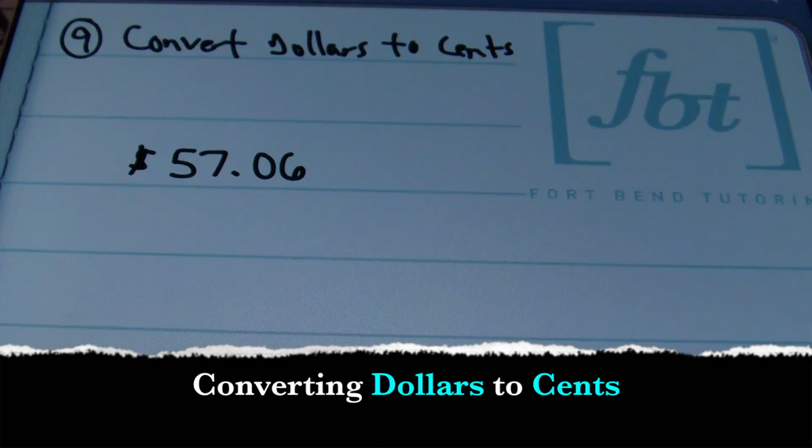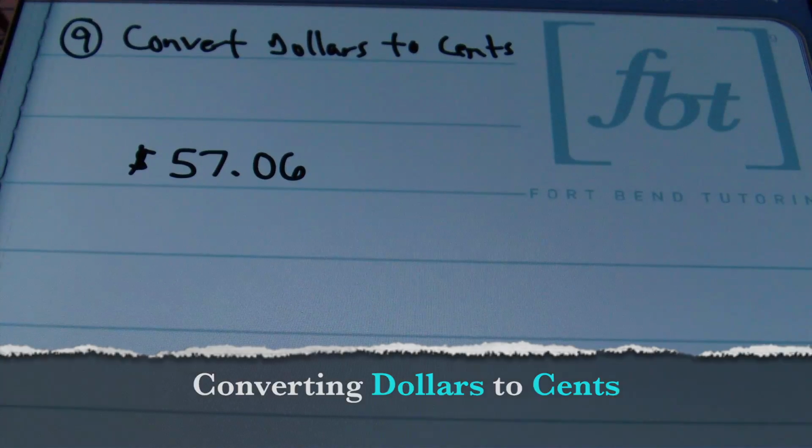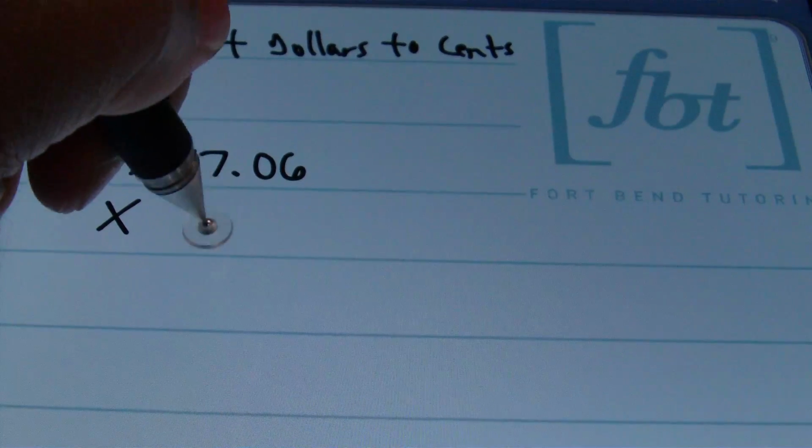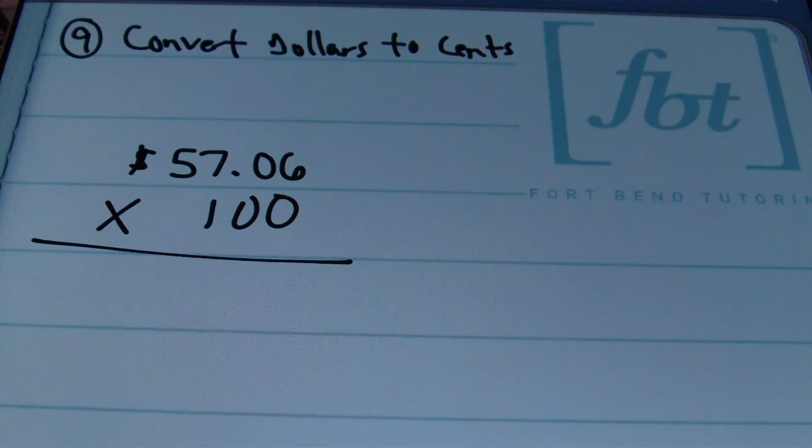In number 9, we have the directions of converting dollars to cents. Converting dollars to cents, ladies and gentlemen. Well, for every dollar, you have how many cents? Exactly. That's exactly right. You have 100 cents, 100 pennies in every dollar. So all you have to do in order to convert dollars to cents is multiply by 100. And if you've been paying attention, multiplying by 100 will move our original decimal 2 places to the right.